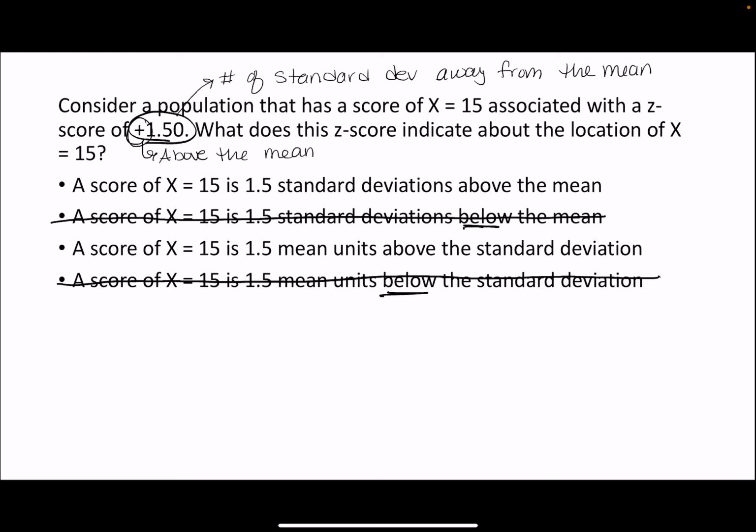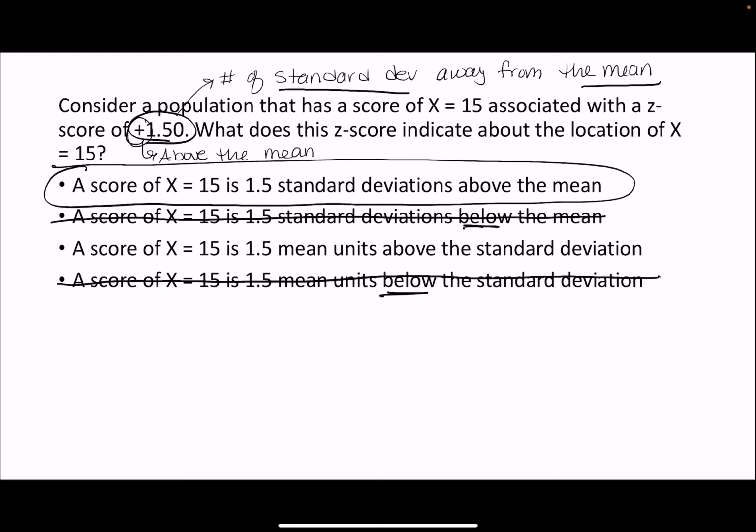Okay, we already know it's going to be above it, but we're talking about how far away. So if we read this first one, a score of x equal to 15 is 1.5 standard deviations above the mean. And that's what we're talking about, standard deviations away from the mean. So that means that this would be our answer right here. Okay? And then notice that this is talking about the mean units away from the standard deviation. We never talk about that. We always talk about standard deviations away from our mean.